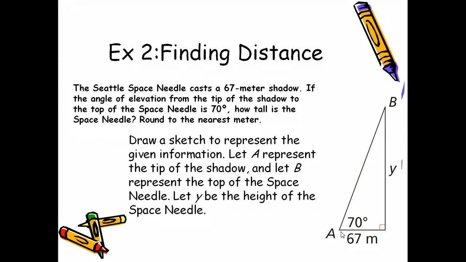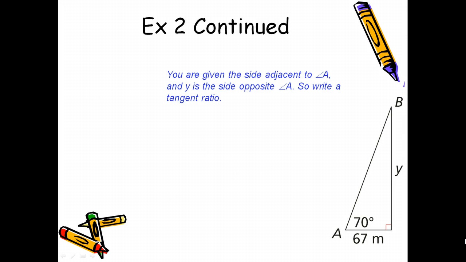So we have A, the tip of the shadow it casts. B is the top of the needle. And we have a 70-degree angle here. Okay. And Y is how tall it is. We also know we're 67 meters here. So we're given the side adjacent to angle A, and Y is the opposite side, so we can write a tangent ratio because we have opposite and adjacent.